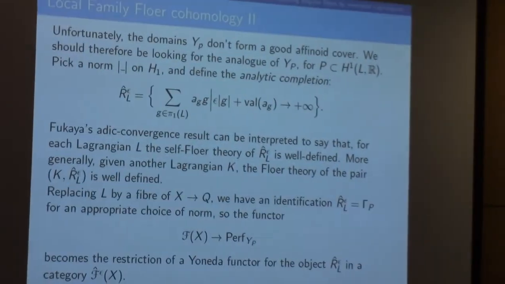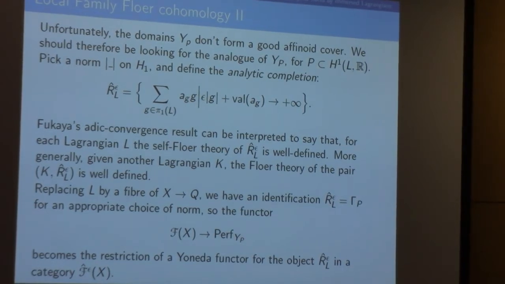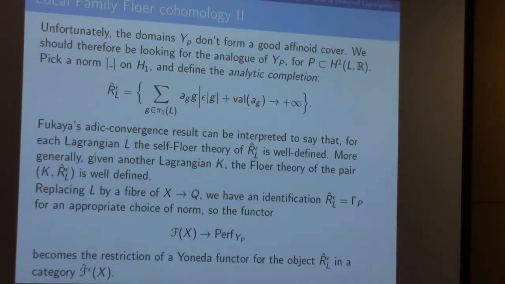So now I introduce some notion which I call analytic completion. That's why the other one was called formal completion. So let's pick a norm on the first homology. Before, I said I should allow myself all series with the property that the valuation goes to plus infinity as g goes to infinity in the group. But now I introduce an additional term, which is that I can multiply that by epsilon, some quantity, times the norm of my element of my fundamental group, which is the same thing as H1 in this case.